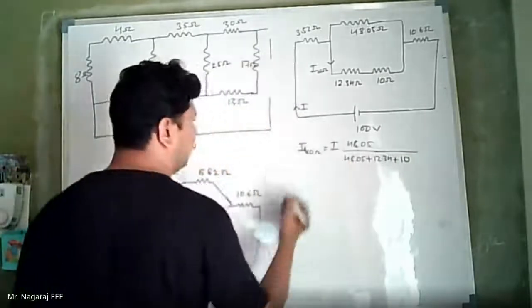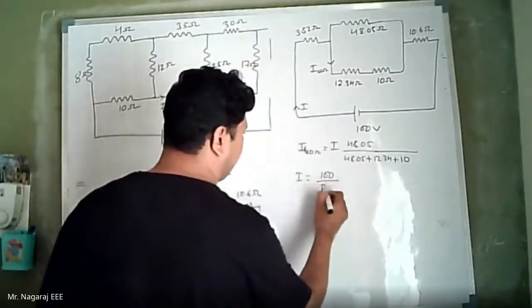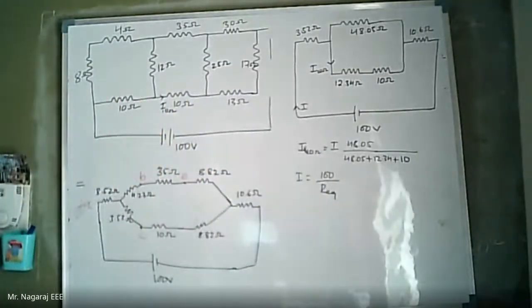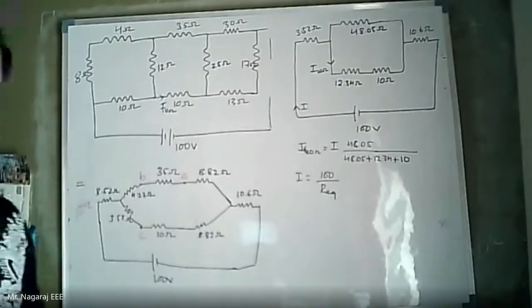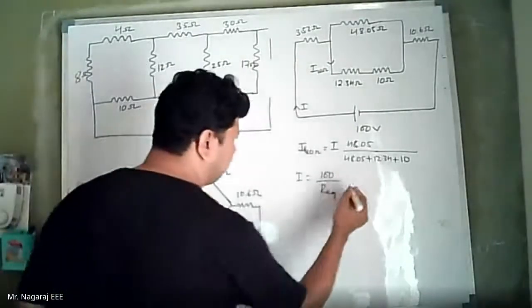Now I should find out I. What is I? I is equals to 100 divided by R equivalent, the total equivalent resistance of the circuit. That is my R equivalent. So what is R equivalent here?